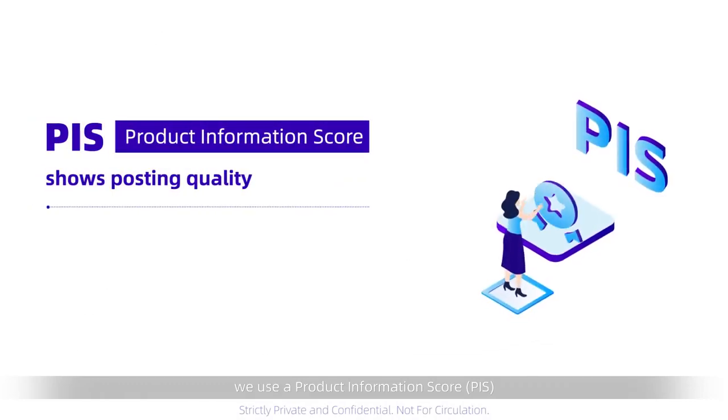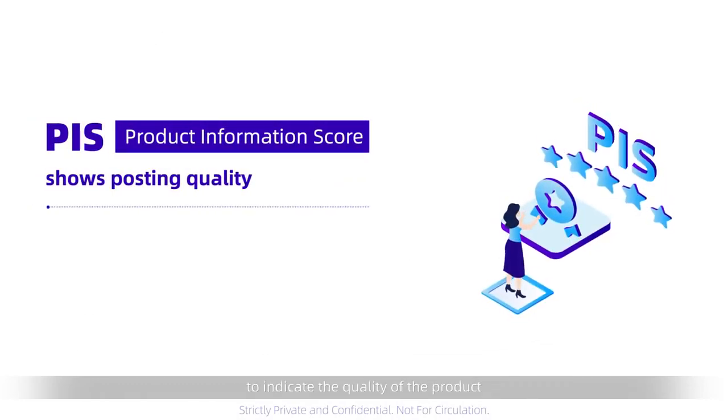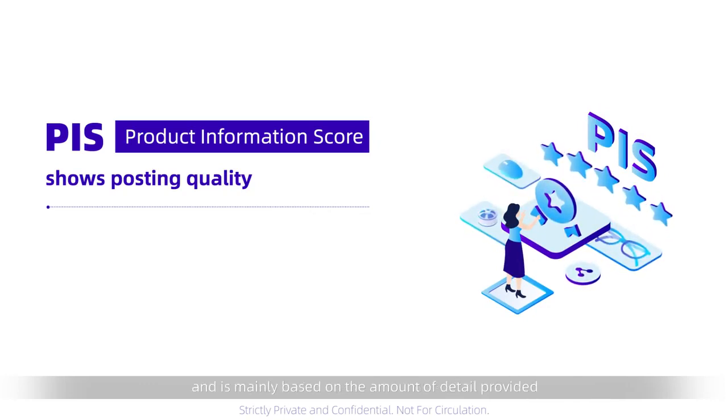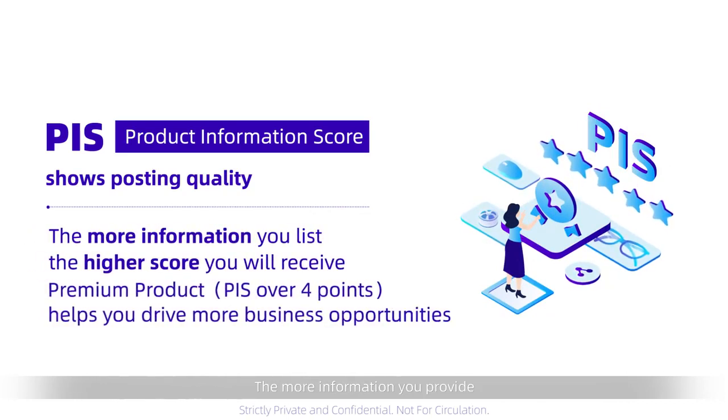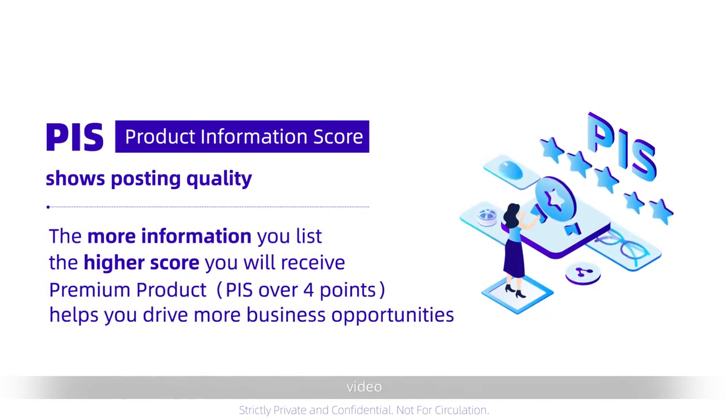On Alibaba.com, we use a Product Information Score, PIS, to indicate the quality of the product. This score ranges from 0 to 5 and is mainly based on the amount of detail provided. The more information you provide, including descriptions, photos, video, and certifications, the higher your score will be. A premium product means products with a PIS over 4 points. On Alibaba.com, premium products receive 1. More exposure in the search results, and 2. More information upfront, which will accelerate your sales cycle.